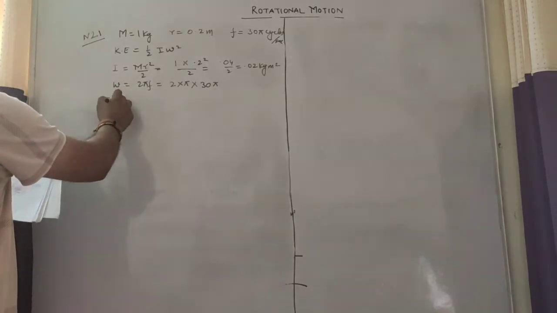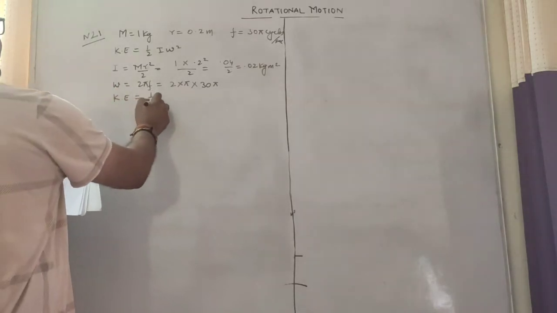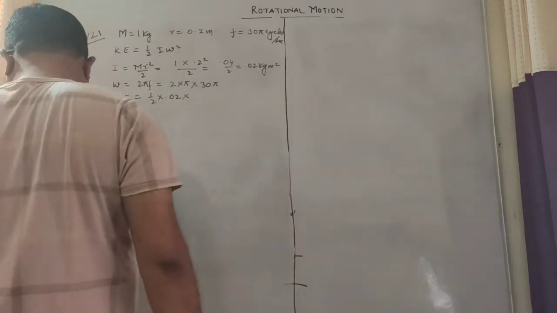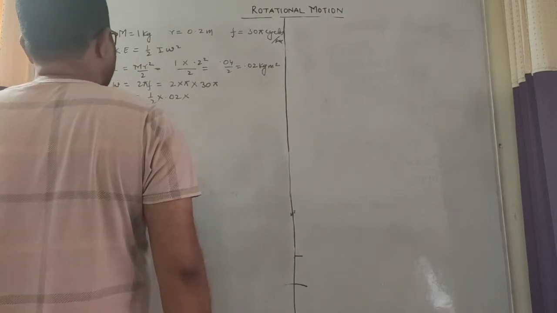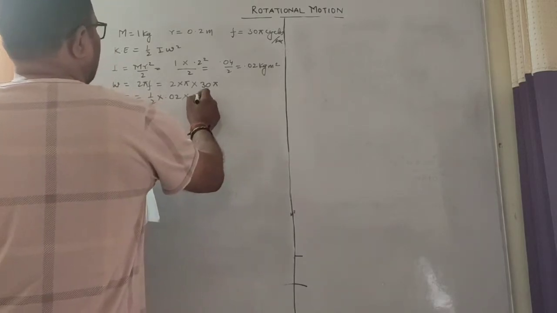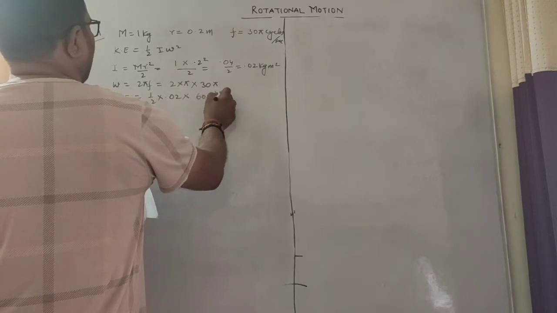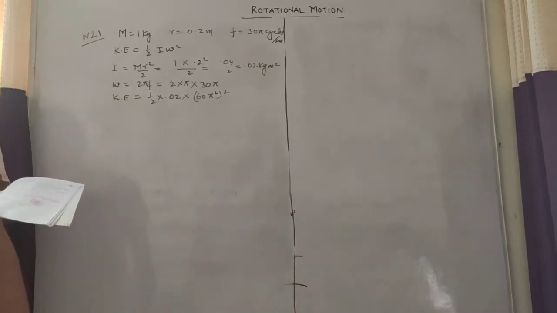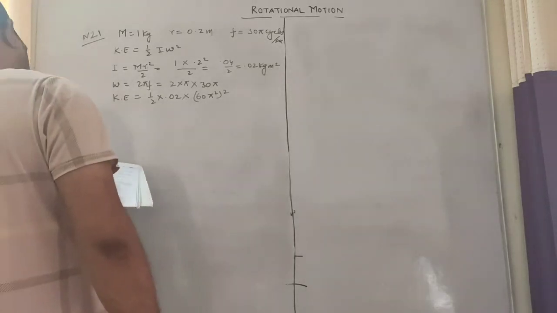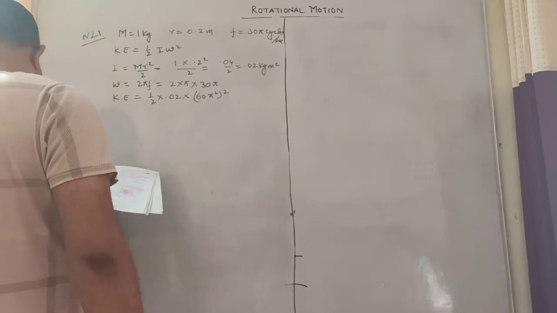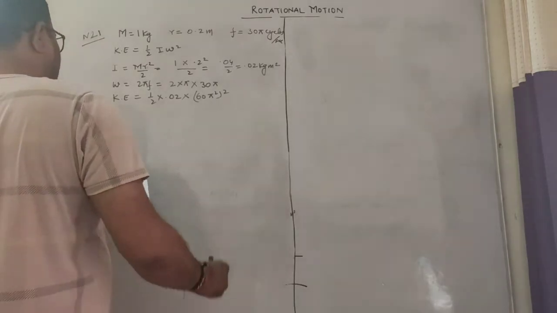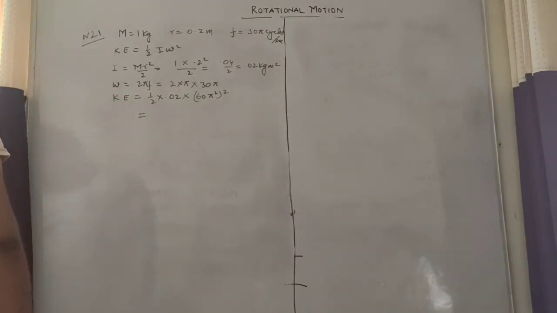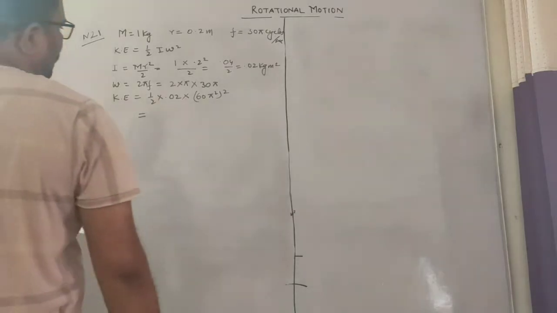On solving this, kinetic energy is equals to half into 0.02 into 60 pi square whole square, half I omega square. So on solving this, you will get the answer.